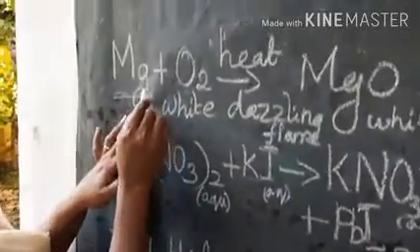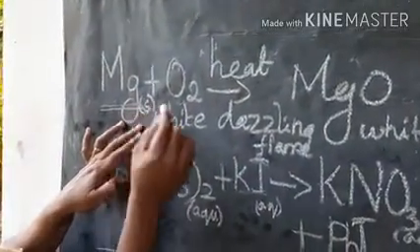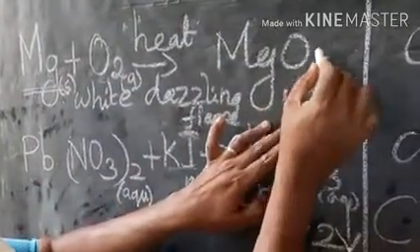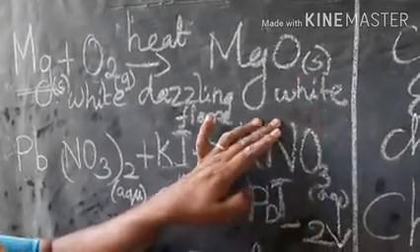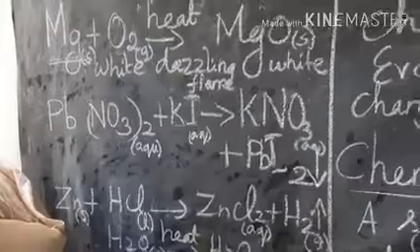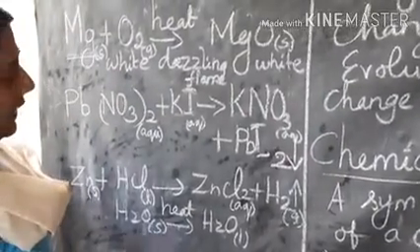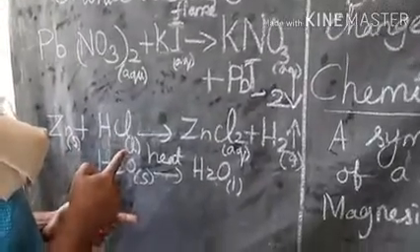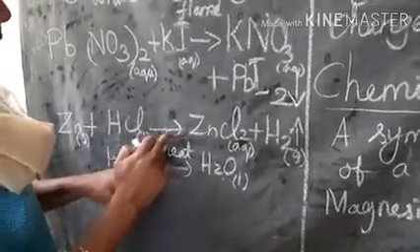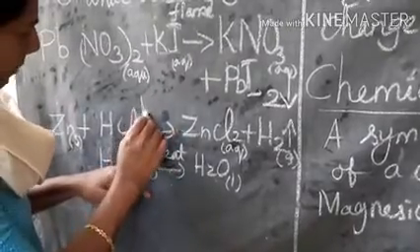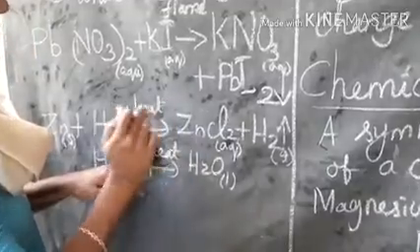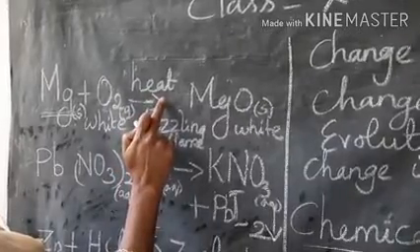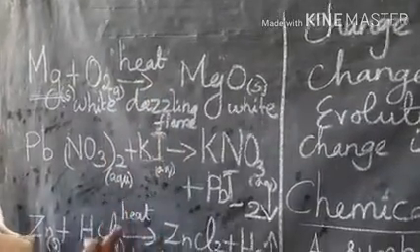In this case, look at magnesium: it is a metal, it is a solid. Oxygen is a gas, so you put G. And it is formed in the form of white powder, that is also solid. This is the way of writing a chemical equation. While writing the chemical equation, their state should be mentioned. And if it is heated, it should be mentioned on top of the arrow mark. Suppose we are using heat, then write heat. Here we apply heat, so heat should be mentioned. Then only the equation is correct.